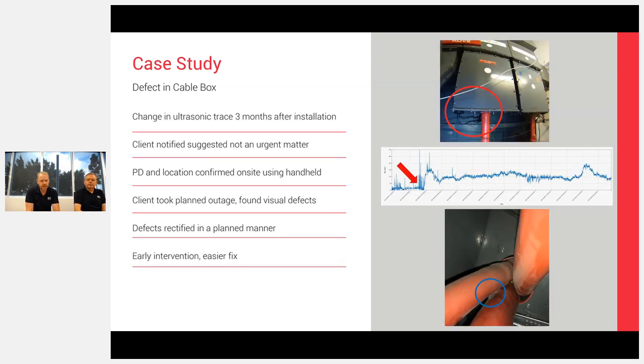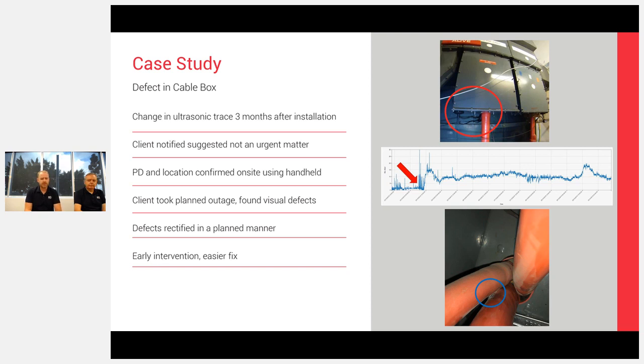And this is our last case study. This is an air insulated cable box. Here, we installed a monitor on the whole switchboard. We conducted a benchmark survey with the handheld equipment. We didn't find any PD signals within this cable box at all on the day.